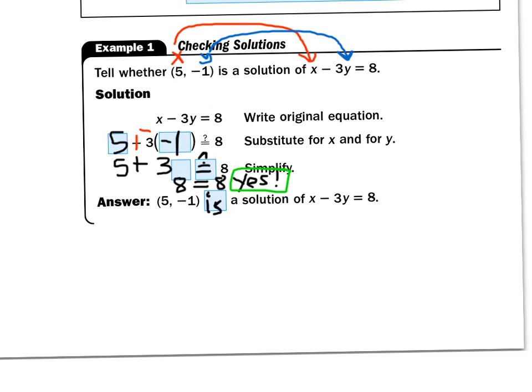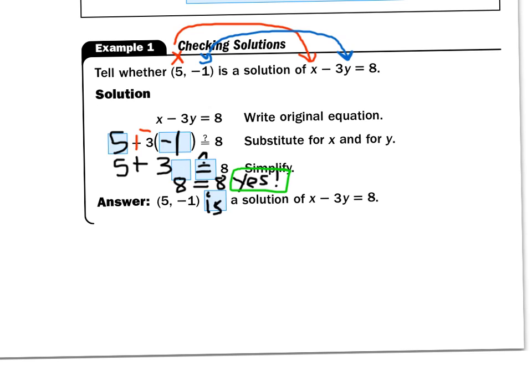I love how your book says this: always write the original equation. So x minus 3y equals 8. And now plug in the values. So the 5 goes in for the x, minus 3 times, and notice how they put it in parentheses, put in negative 1 for y, and then put an equal sign, 8. Now there's a question mark over the equal sign because we're not sure that it's going to be equal.